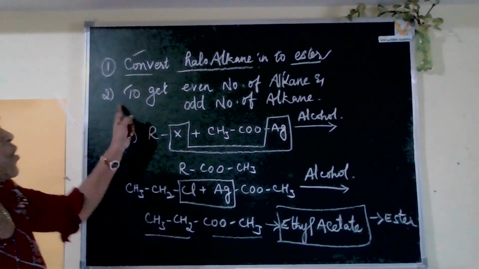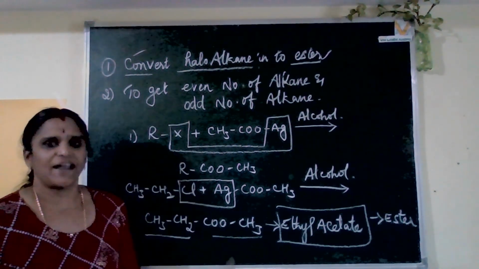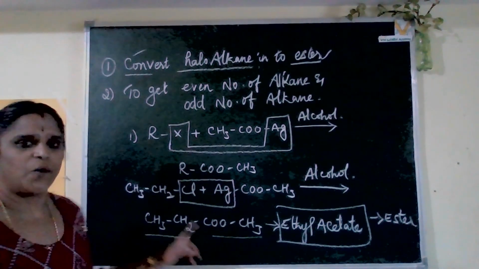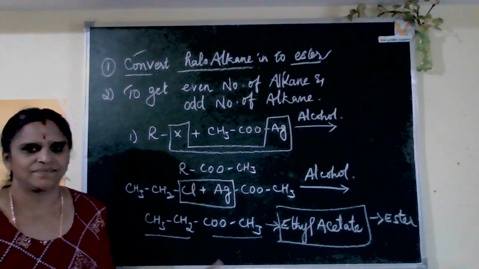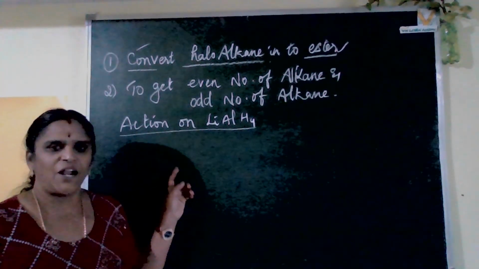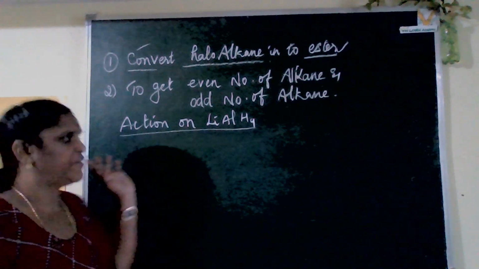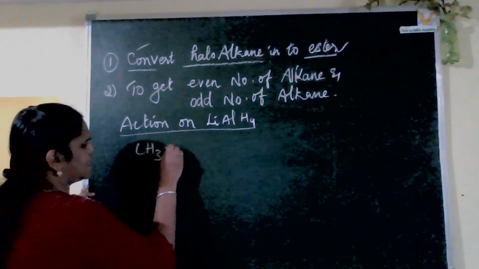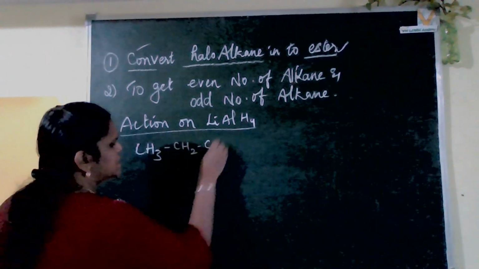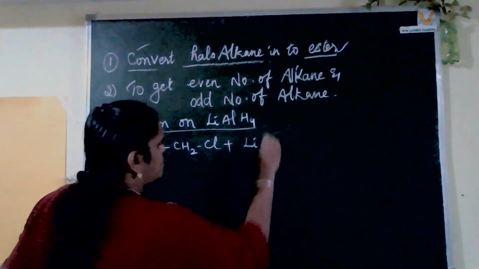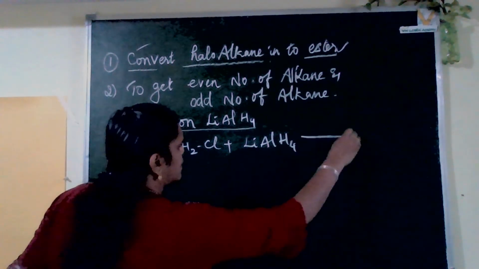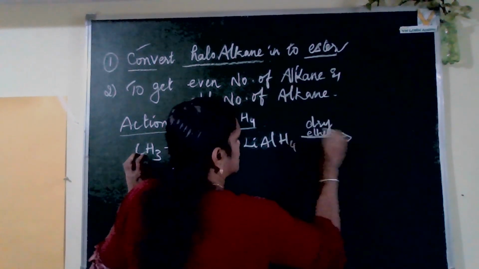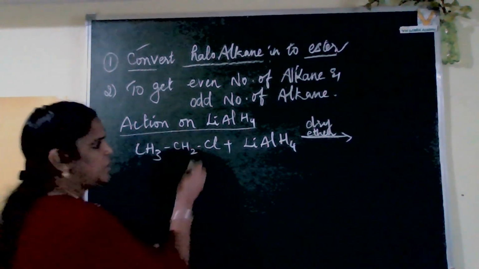The second one: how do we get even number of alkane? That is very simple. Yes, let us go for the second question. Hope you're clear with the first question. Now, action of lithium aluminum hydride. In that example, take ethyl chloride, CH3CH2Cl, combined with lithium aluminum hydride in the presence of dry ether. So what is the product you will be getting?